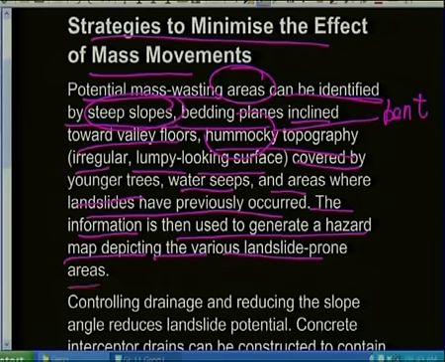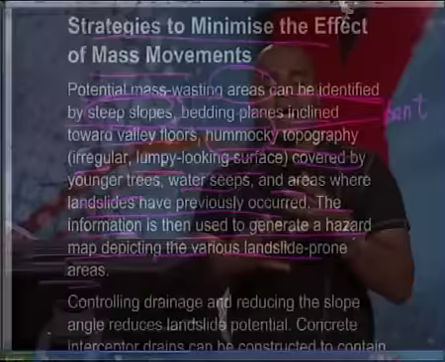By just observing the nature of the slope, we should be able to identify whether a landslide has occurred at that slope in terms of the vegetation on the slope as well as the moisture within the soil. The information is then used to generate a hazard map depicting the various landslide-prone areas. Here GIS, your geographical information systems, come into play, and large parts of the world are generally utilizing GIS in order to prevent construction on slopes that are susceptible to these types of mass movements.